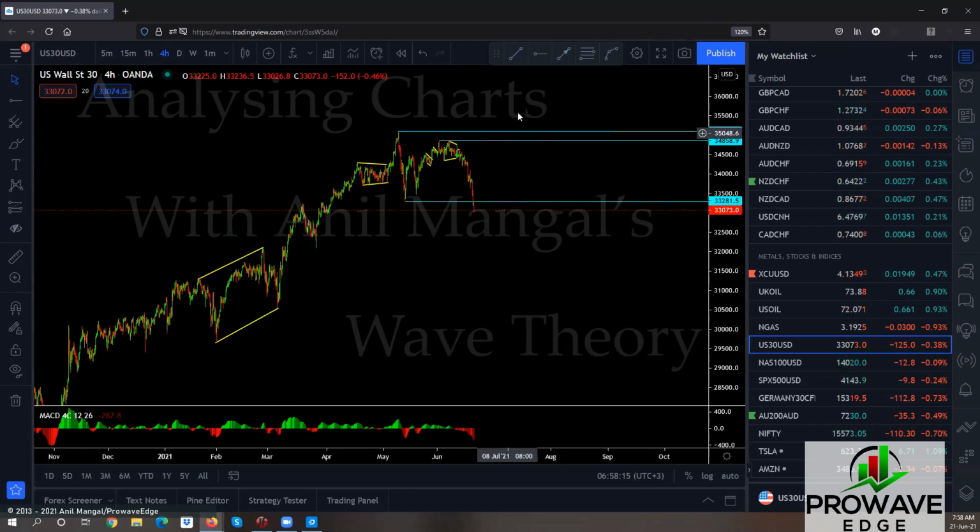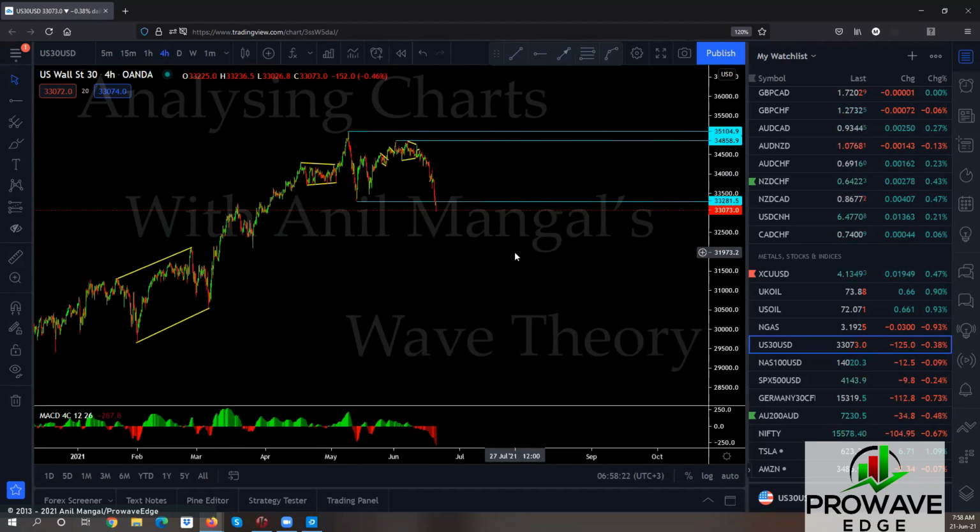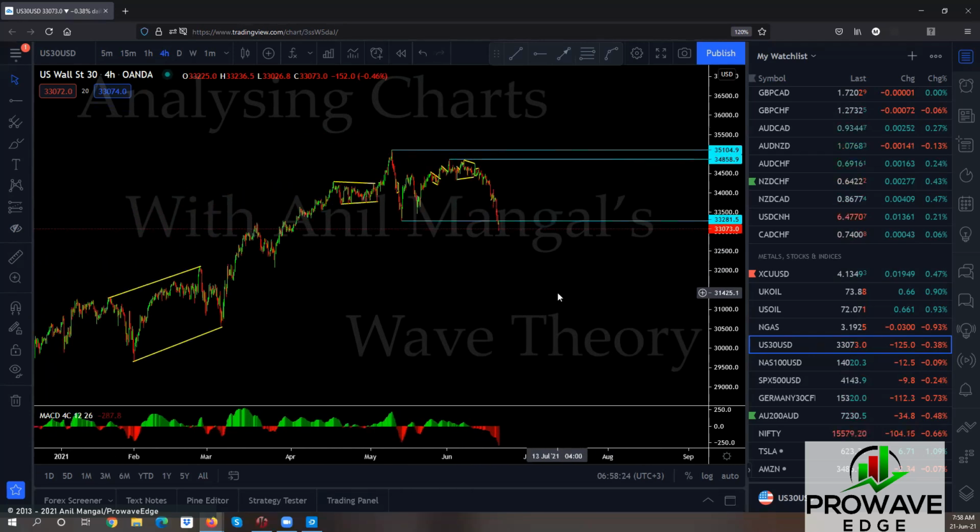Can they go back up from here? That is also likely. If we think that's all the flat in there, then that is likely. I don't think that's all the flat because I can't see the clear patterns in it. So we will wait, let the patterns develop, and then we'll decide.